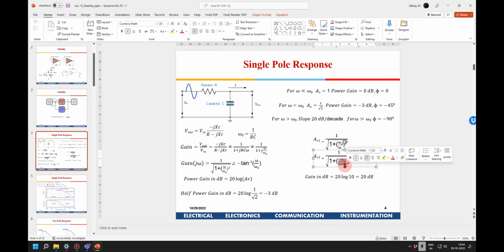Sir, that phi is what angle? The phi, 45 degrees, 90 degrees. That is the phase angle gain.